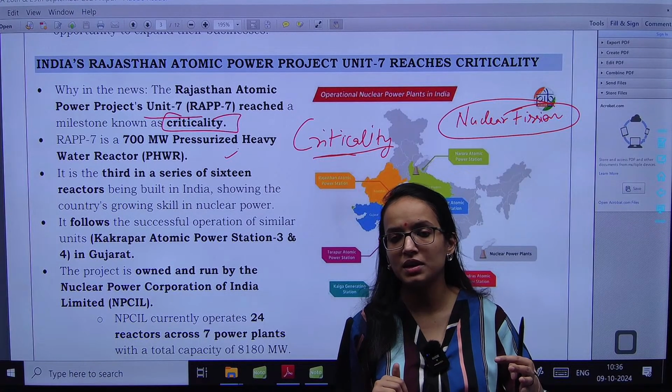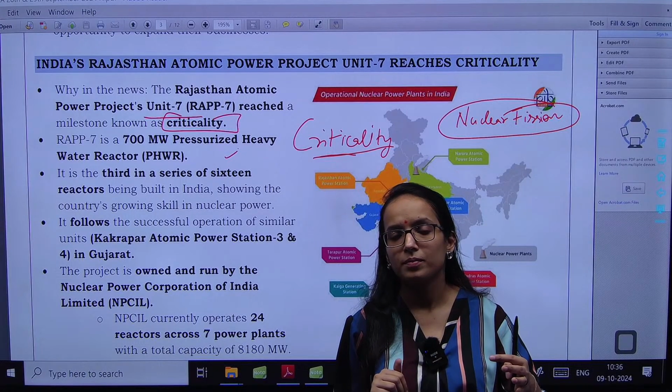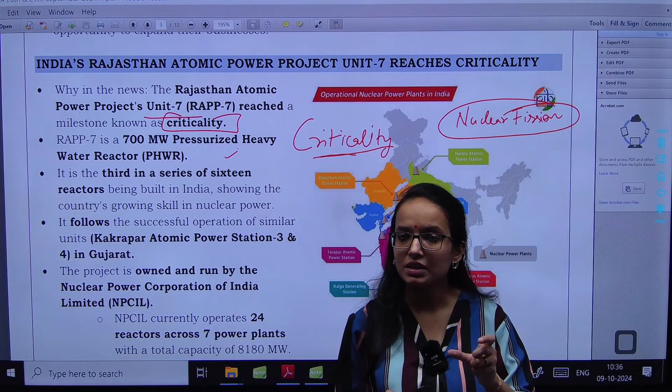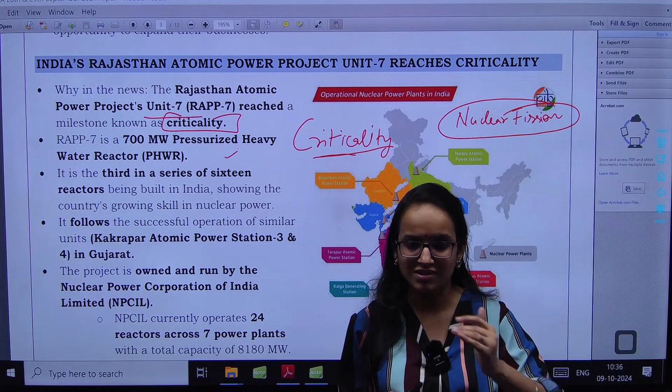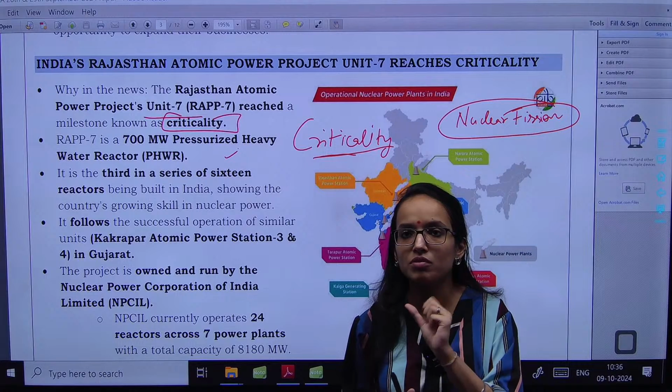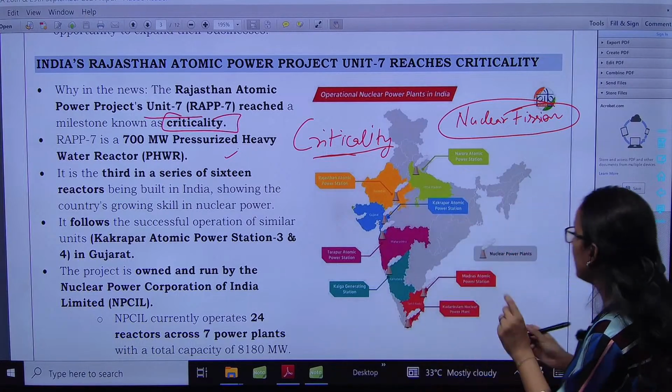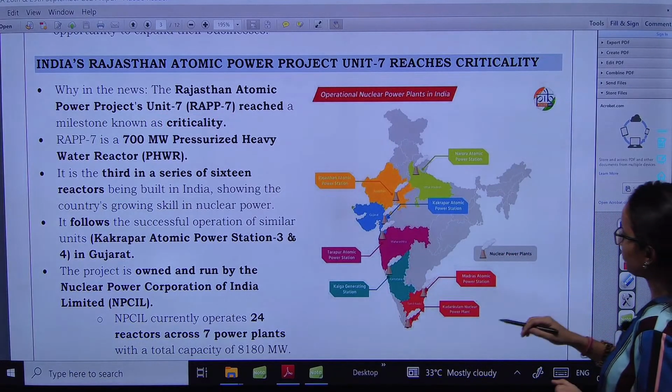I hope this is clear, everyone. Yes or no? Right? So this is criticality. The neutrons generated will be able to generate sustained power. So sustained nuclear fission will be there. This is criticality. It has reached criticality.